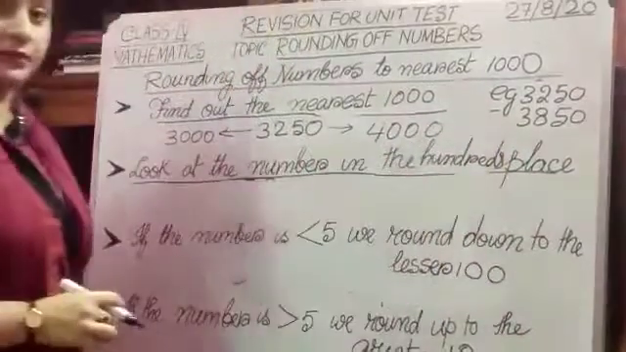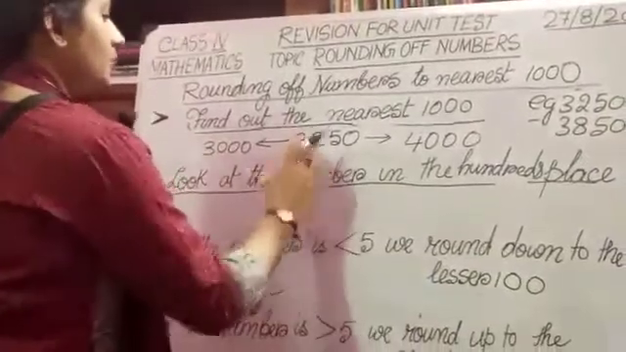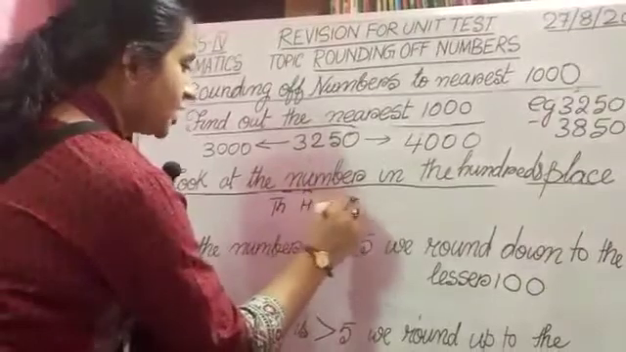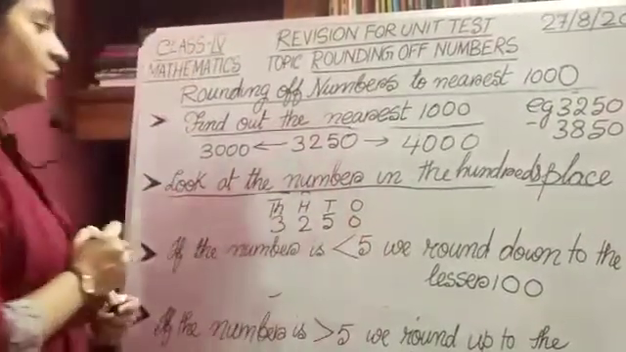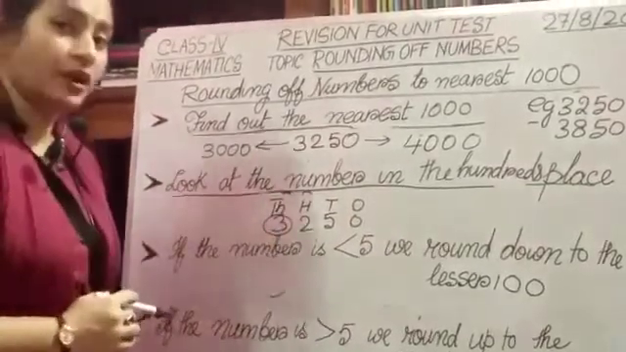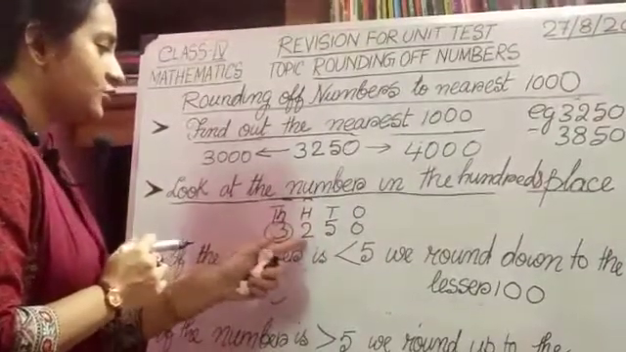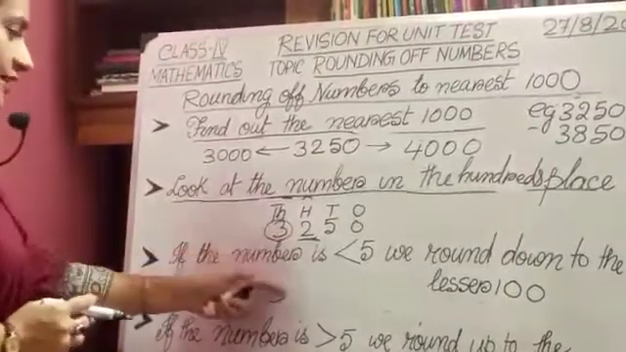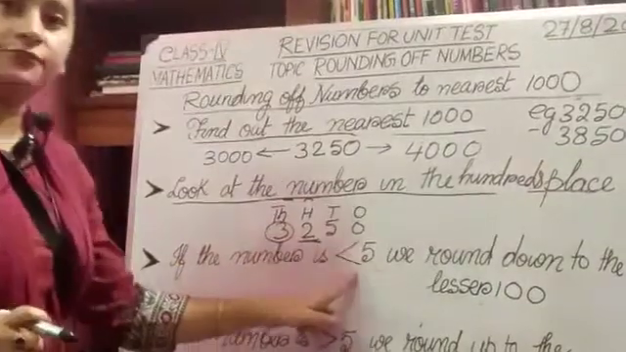You have to see the number which is just sitting at the right to that number, right? So, now again, place value chart, 3250. This is the place where you have to round off. So, the number sitting right to this in the hundreds column is 2, right? Now, next step, we have to compare this number with 5.